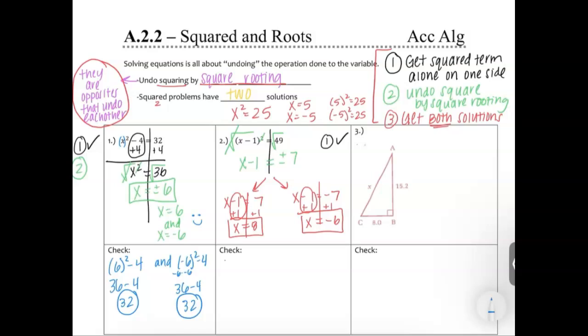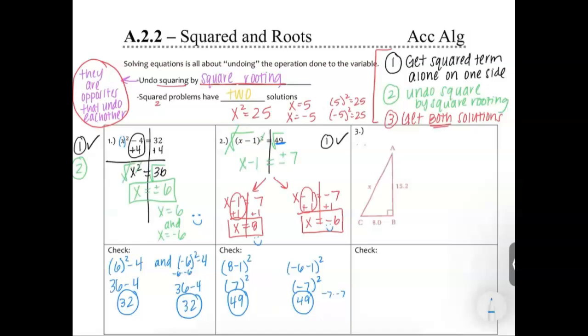Because if we plug these back in, it was x minus 1 squared. So 8 minus 1 squared. Well, parentheses says, okay, we have to subtract before we do exponents, and we get 49. So 8 worked. Let's try that with the other one. Negative 6 minus 1 squared. Well, in the parentheses, negative 6 minus 1 is negative 7. And now when we square that, remember that's negative 7 times negative 7, we do get positive 49, which is what we were supposed to get. So, we got our two solutions.